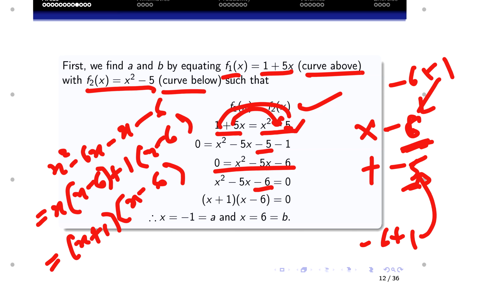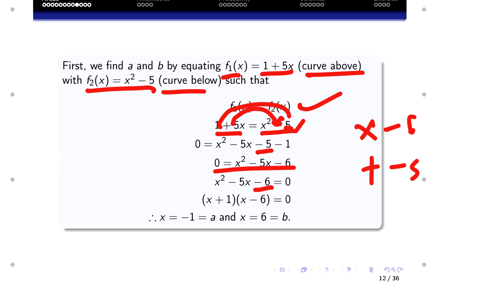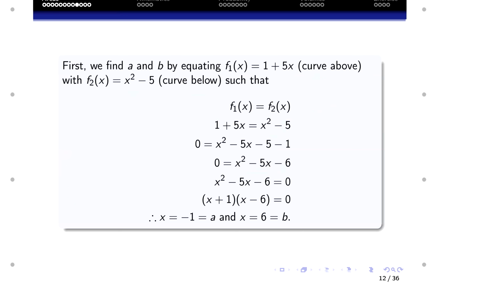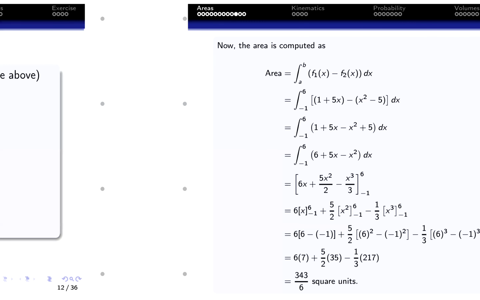Okay, so now you can see that the point of intersection of those two curves will be x equals minus 1, which you can take as your A because it is a smaller value, and x equals 6, which you can take as your B. So now you have your A and B, the limits. All you need to do now is integrate away and get the area between the two curves.